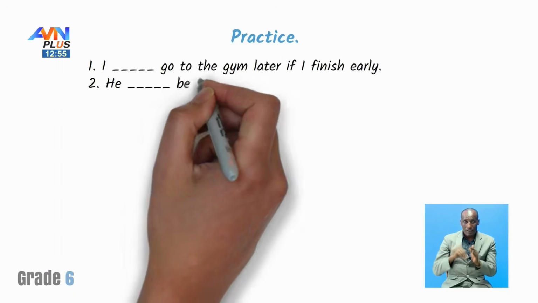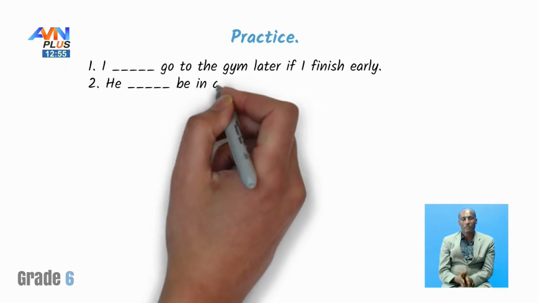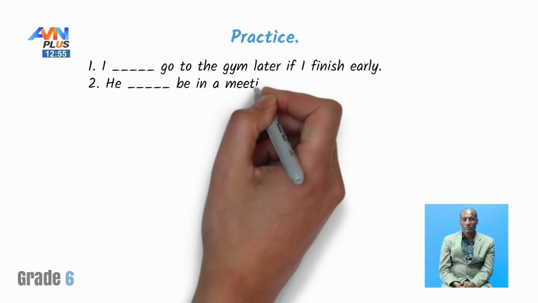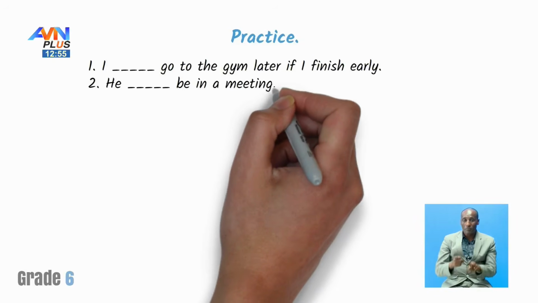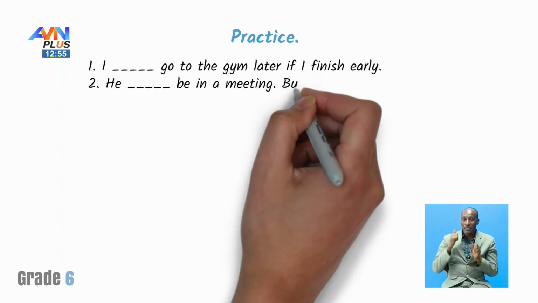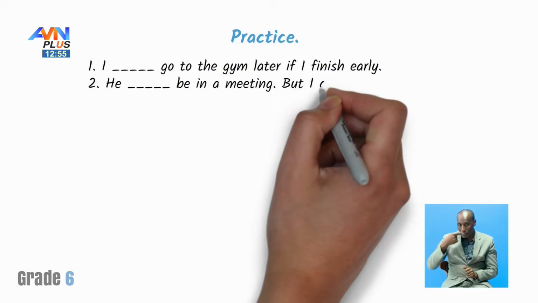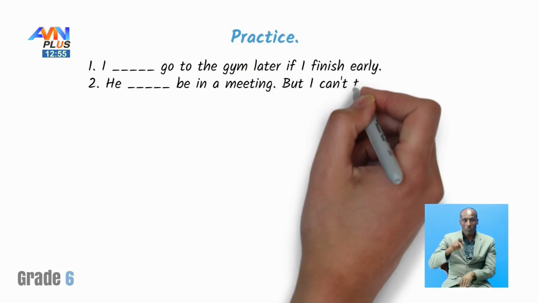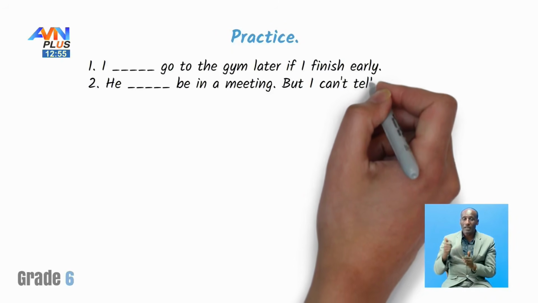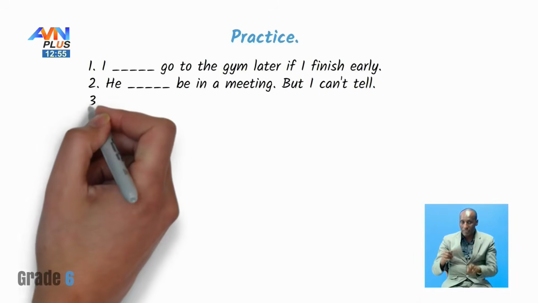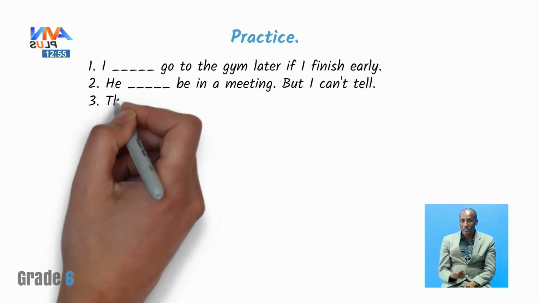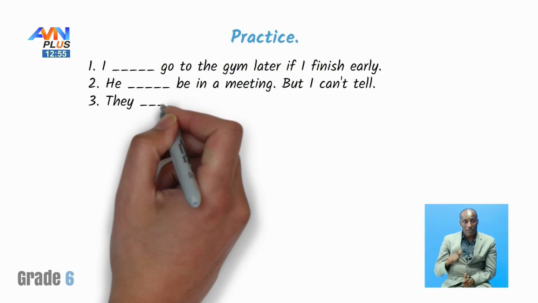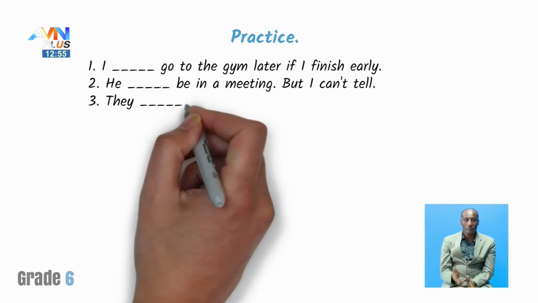He blank be in a meeting. But I can't tell. Okay, look at this. He blank be in a meeting, but I can't tell. Be careful on this sentence. But I can't tell. This is the one which makes you decide which one to choose. All right? Let's go. Another one.